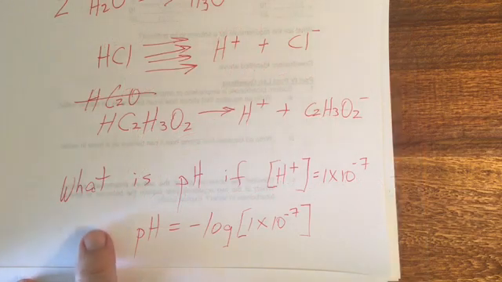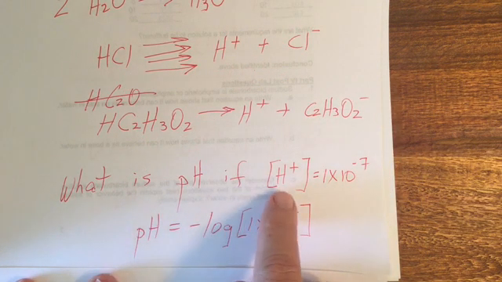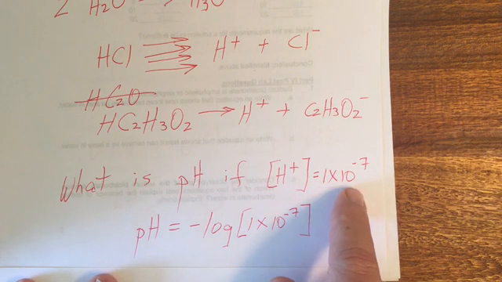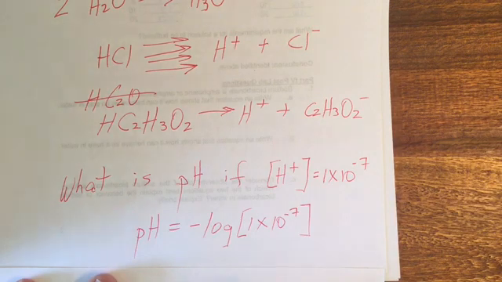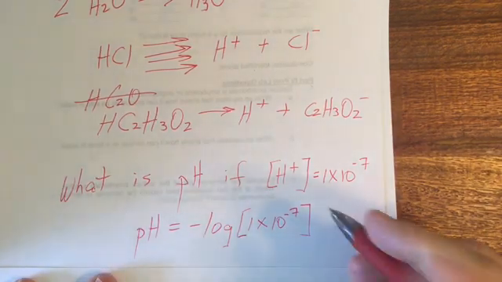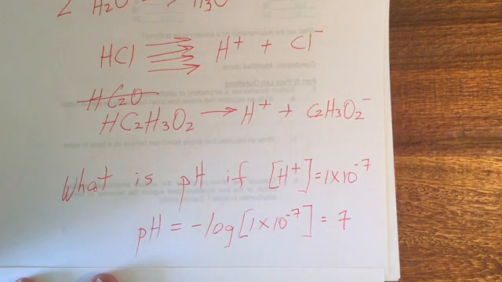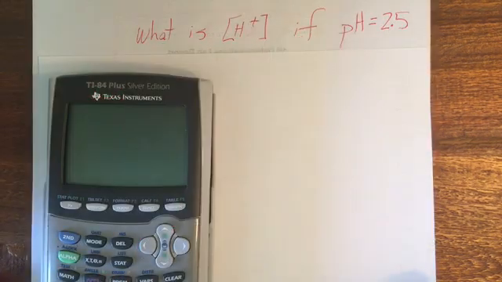Well, let's calculate a pH. If we use pure water, the hydrogen ion concentration is equal to 1 times 10 to the minus 7 moles per liter. We plug 1 times 10 to the minus 7 into this equation, and we get a pH equal to 7. That's water at its neutral point. Let's look at another example, and I'm going to use my calculator to show you how to get the right answer.